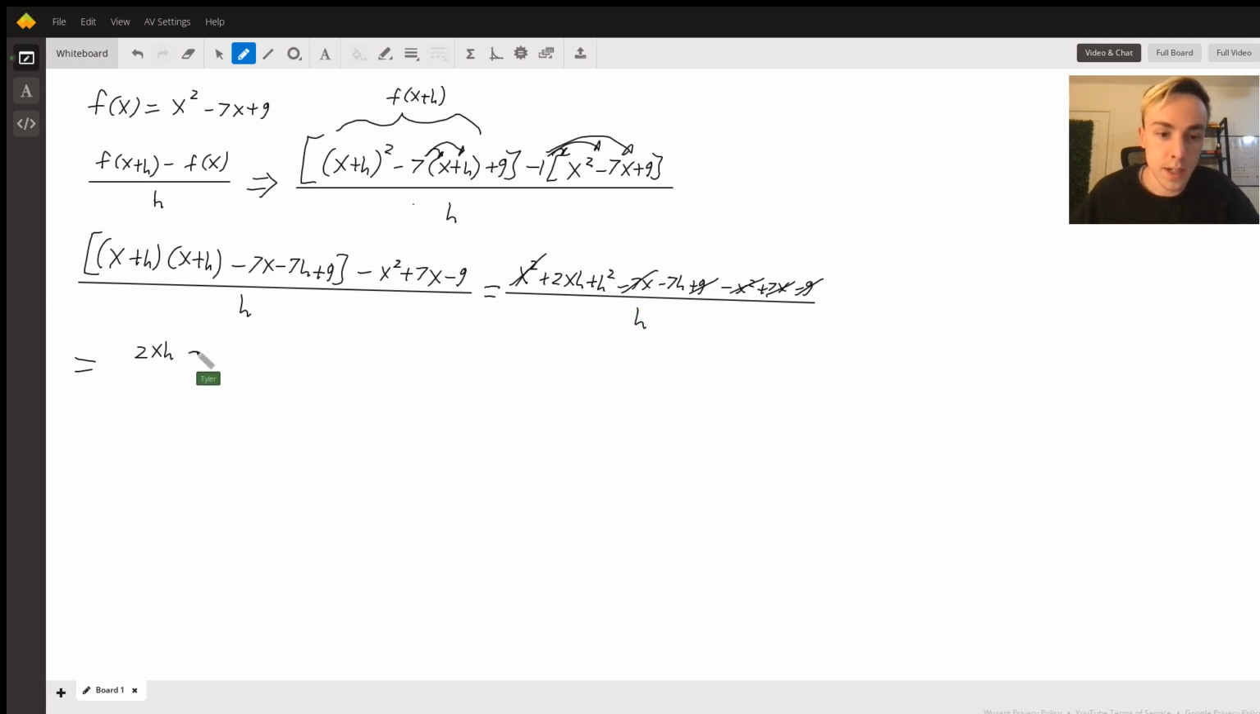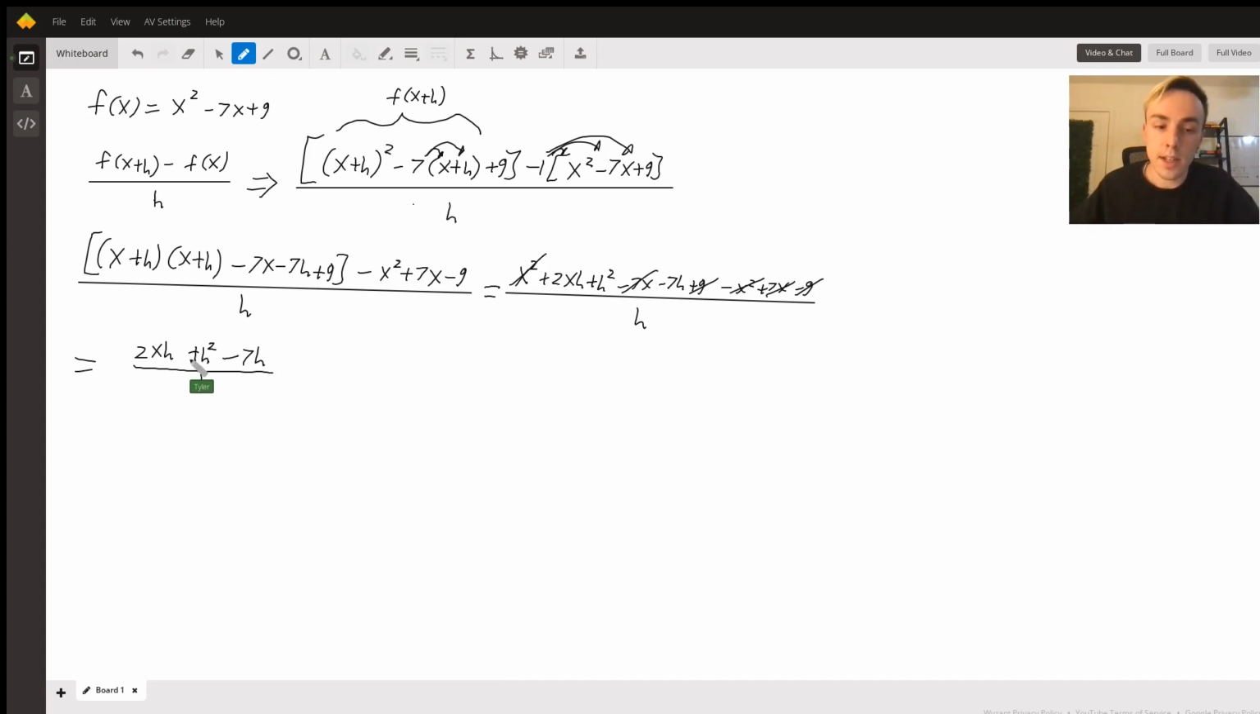What this leaves us with, after all of this cancellation, is a really nice little fraction: 2xh plus h squared minus 7h, and we are dividing this whole thing by h. Is that everything? 2xh, h squared, minus 7h. Yeah, looks good. We've canceled everything.